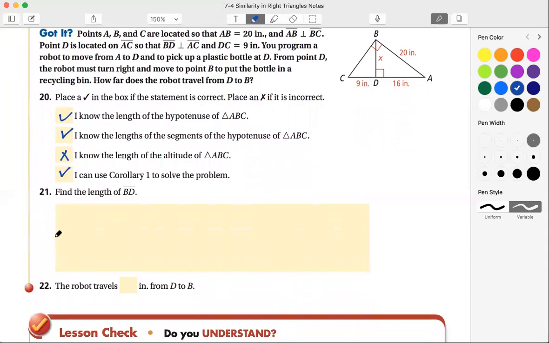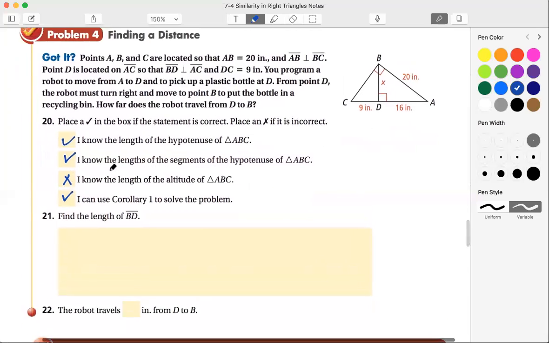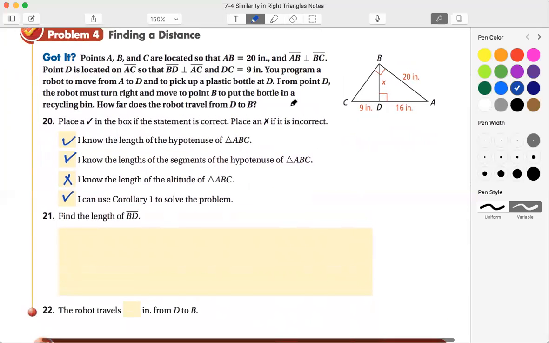All right, so we're going to set that up. I'm going to use a circle method, and I'm going to set that up as follows. X is to 9 as 16 is to X. Cross multiplying, I have X squared equals 144. So X equals the square root of 144. So X equals 12. There we go.